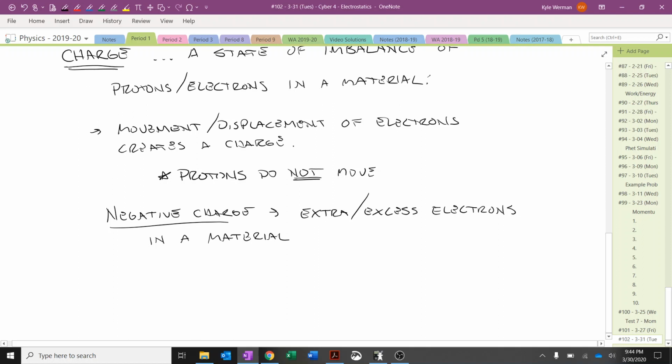On the flip side, you can get a positive charge in a material. Now, a common misconception would be, well, that would just be extra protons. Well, since protons can't move, we actually get a positive charge by removing electrons, right? So a positive charge is caused by having a missing number of electrons.